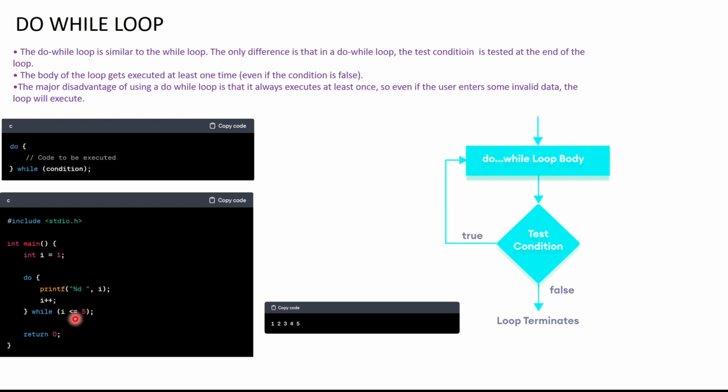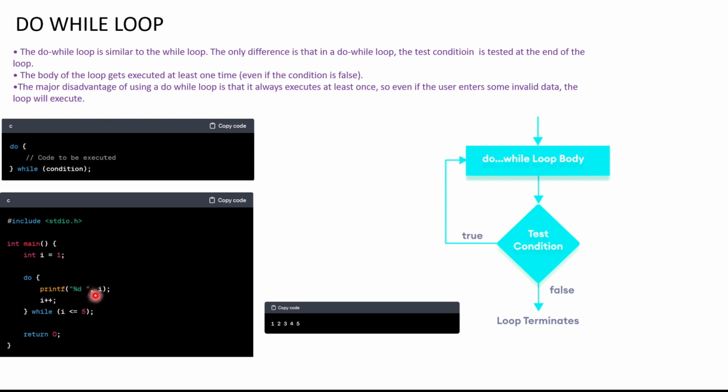After the last condition where 5 is less than or equal to 5, which is true, it's going to go inside the block of this code and it's going to increment the value of I, which is going to be 6. 6 is less than or equal to 5, which is false. Therefore, the control is going to come outside the loop and it's going to execute the rest of the statements. So this is how the do while loop works.